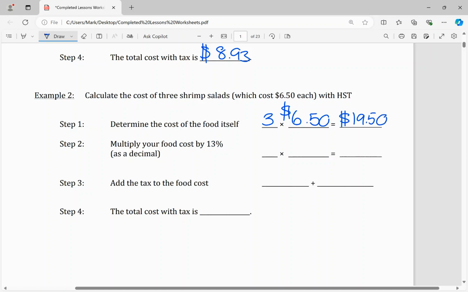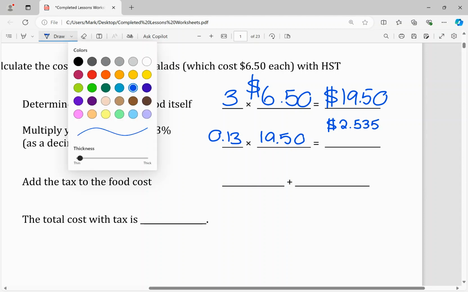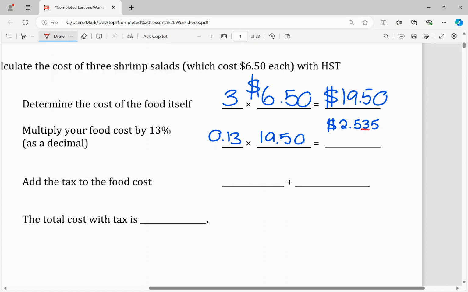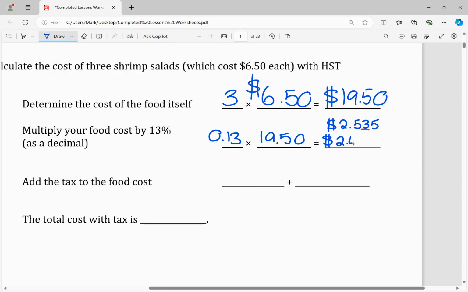That's our subtotal. So in order to calculate tax on this subtotal, we multiply it by 13% as a decimal. 19.50 times 0.13 is equal to 2.535. And since this is money, we're going to round that to 2.54. So this is the extra money that we're adding on.